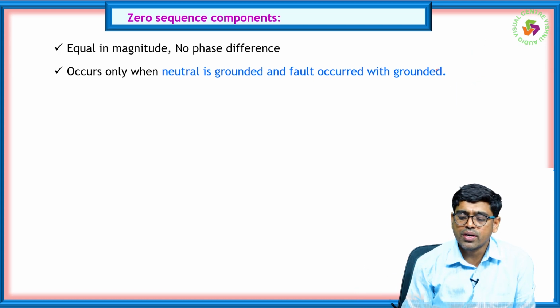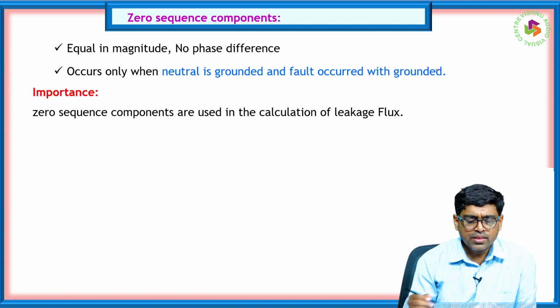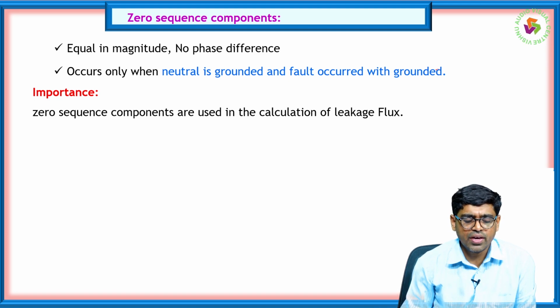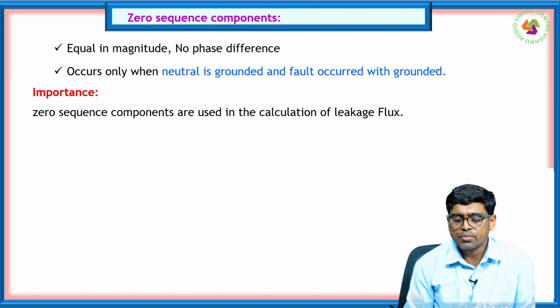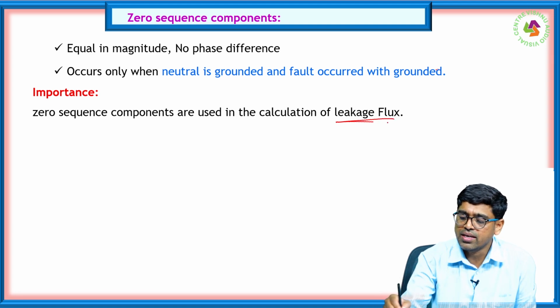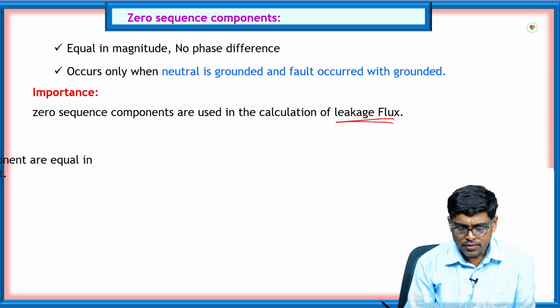So you can see that the neutral is grounded and the fault occurrence is with the grounded. And this is important for zero sequence. Why is this zero sequence important? What is the significance of this? Zero sequence components are used in the calculation of leakage flux. So for calculation of leakage flux, this zero sequence component is needed.